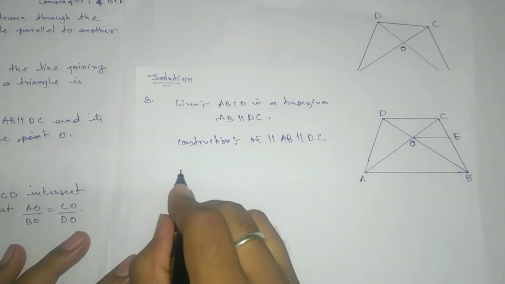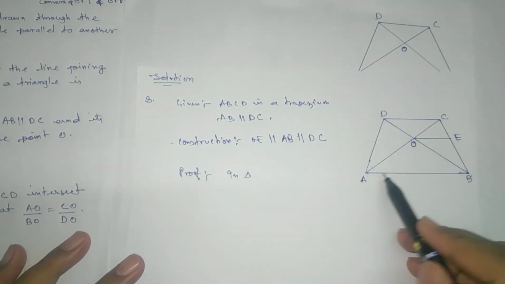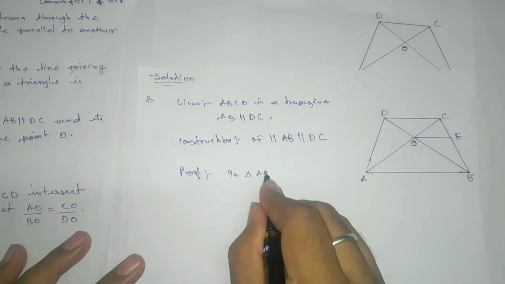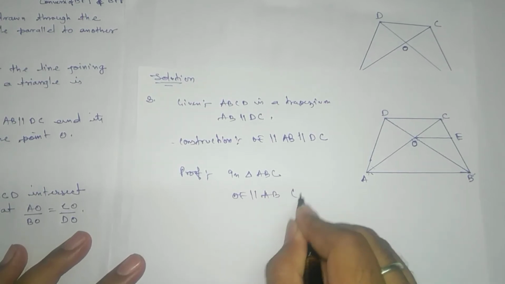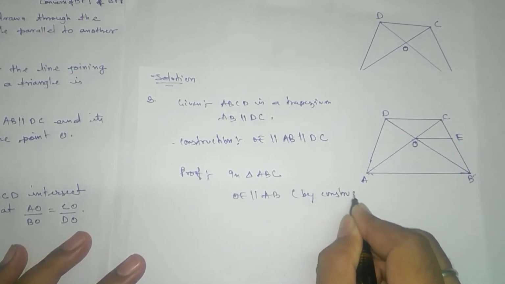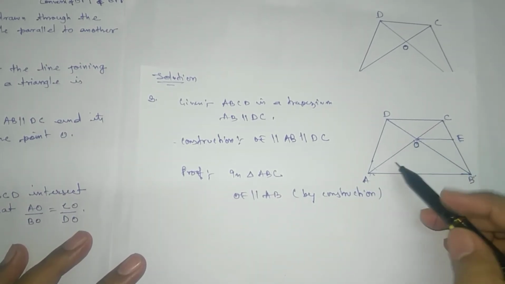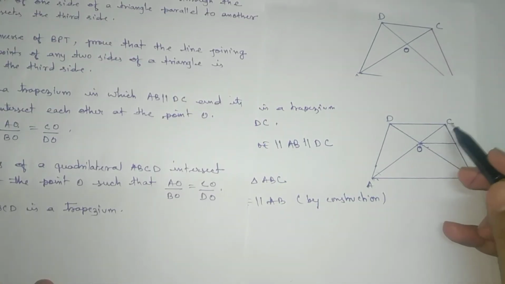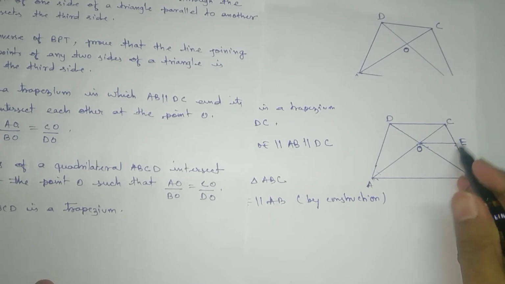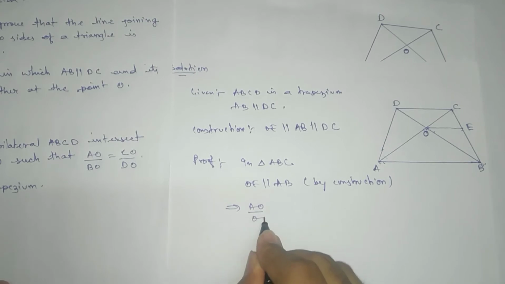Now we'll enter proof. We're going to do the proof here. So in triangle ABC, you can see that OE parallel to AB by construction. So in triangle ABC, OE parallel to AB. That means we can write here, what is our target, AO by OC equals BE by EC. We can write like this. This implies AO by OC.